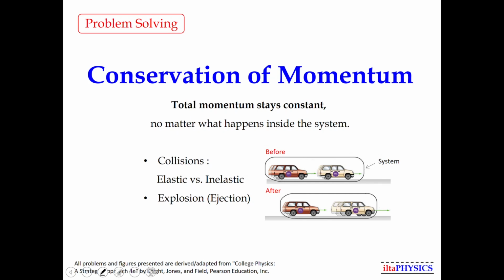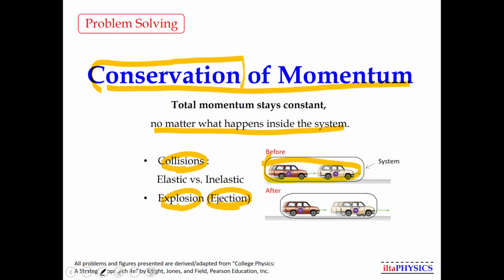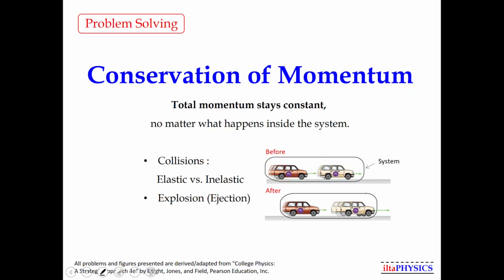What's really interesting is that no matter what happens inside the system containing those two cars, the total momentum is conserved. In other words, whether it's a collision, an explosion, or an ejection event, the momentum before and after the event stays the same. The types of collisions we'll be looking at today can mostly be categorized into elastic and inelastic collisions. And we will also solve some problems by thinking of explosions and ejections as the reverse process of collisions. Now, let's briefly summarize the theoretical concepts behind the law of conservation of momentum.